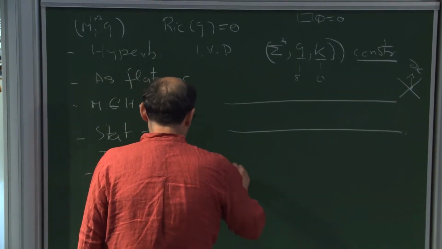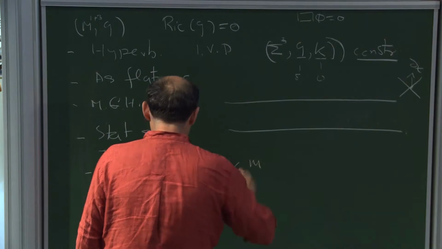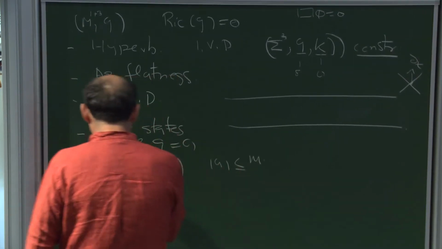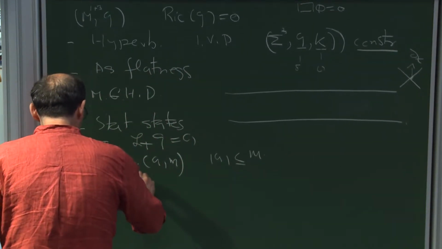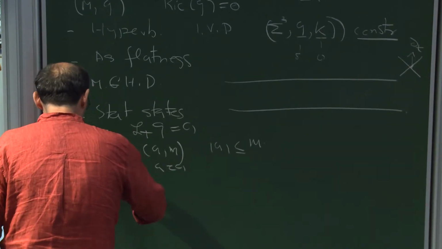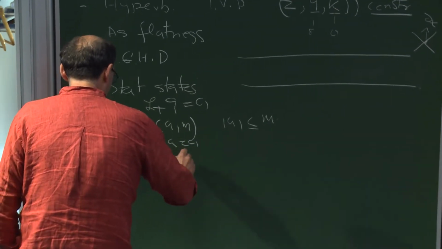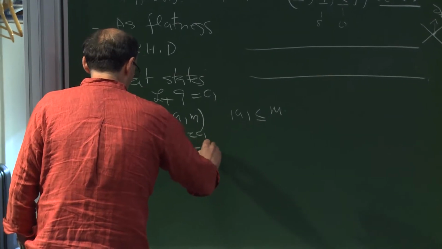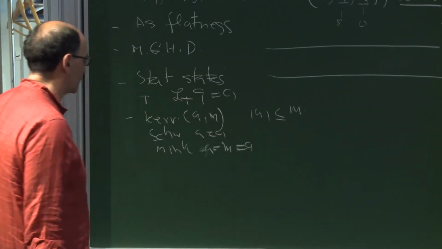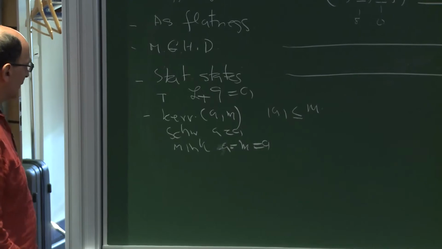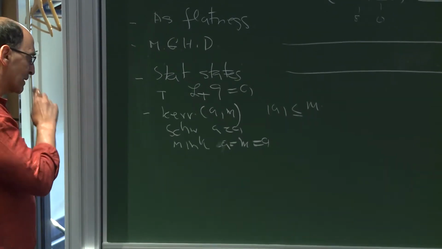So we are typically interested in the absolute value of a strictly less than m. a equal to 0 corresponds to Schwarzschild. And of course, Minkowski means a equal to 0 and m equal to 0, so both these parameters are equal to 0. All right, so these are the stationary states.